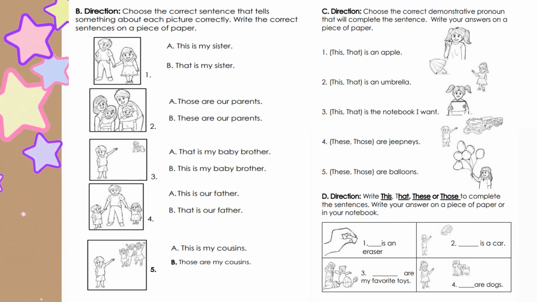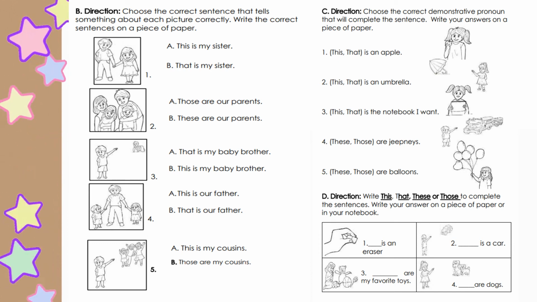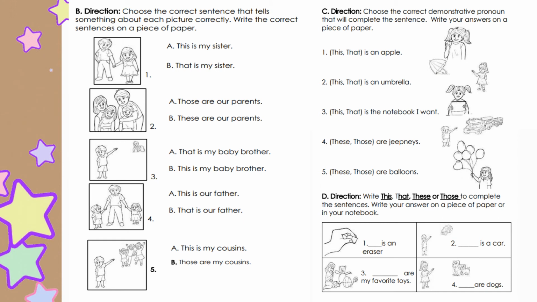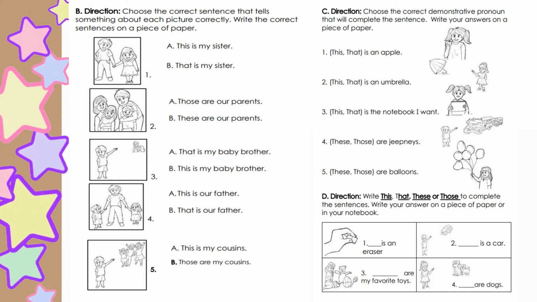Number 4, letter A, this is our father. Letter B, that is our father. And number 5, letter A, this is my cousins. Letter B, those are my cousins.